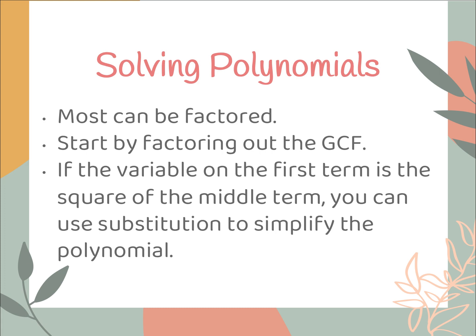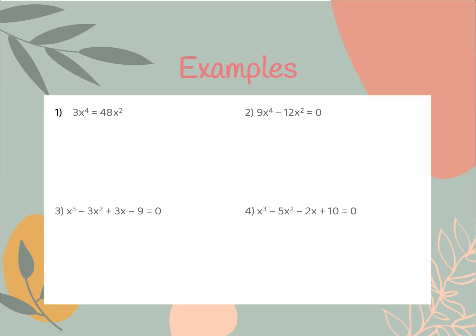All right, most of these are going to be able to be factored. We always want to factor out the GCF. The variable is in the first term. If it's a square of the middle term, you can use substitution. That's going to be the second part of this lesson. Today we're just doing the first part, the first 9 examples. We'll talk about that in a minute. Take a picture.